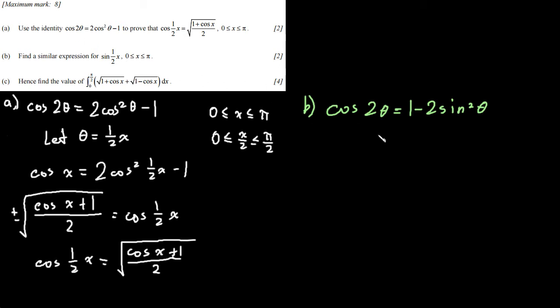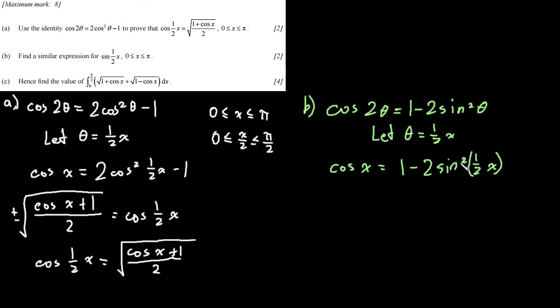And so we can do the same thing we did in question A. Let theta equal half of x. Substitute that in. So that'll be cos of x is equal to 1 minus 2 sine squared of half of x.